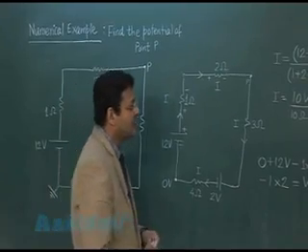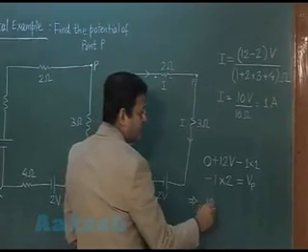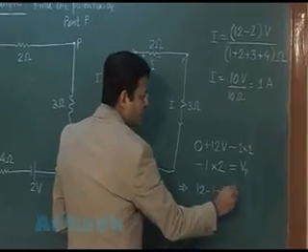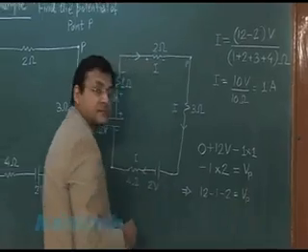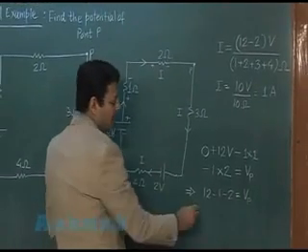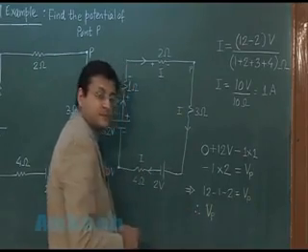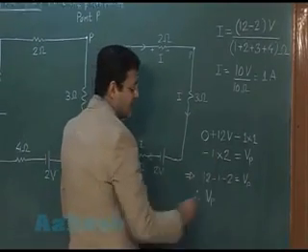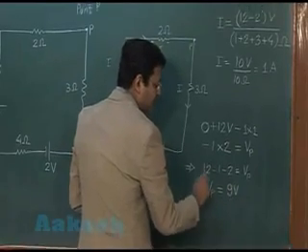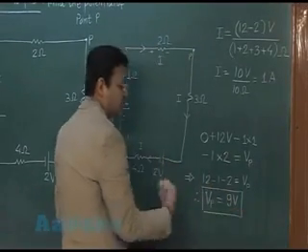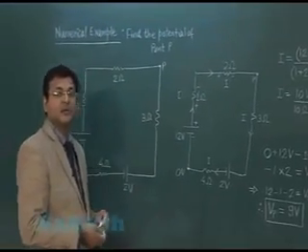So if you calculate this, you are getting 12 minus 1 minus 2 is equal to the potential of point P, which was demanded in this question. That potential of point P is equal to 12 minus 3, that is equal to 9 volt. This is your final answer, that the potential of point P will be equal to 9 volt.